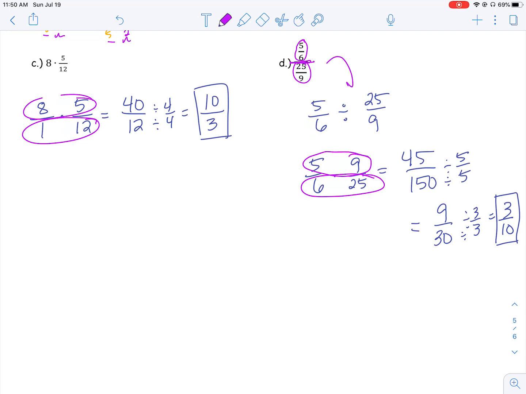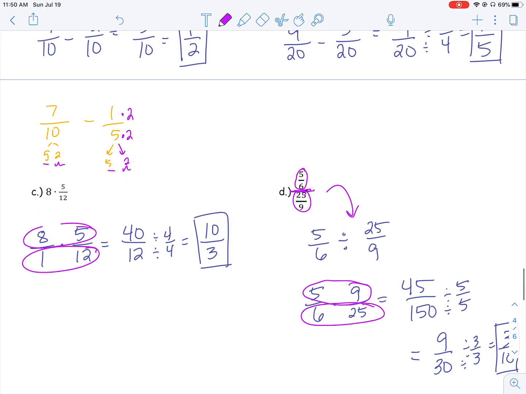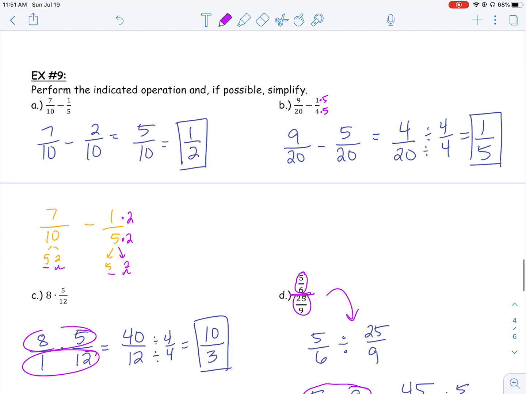So rewriting it makes it look a lot more simple, right? And then we can change our division to multiplication and then reduce from there. So remember our rules. When we multiply, we just multiply across the numerators and denominators. When we divide, we multiply by the reciprocal. And when we add or subtract, we have to have those common denominators. Make sure that you practice all of those different fraction ideas before you move on, because that's a huge foundation of mathematics from now on.